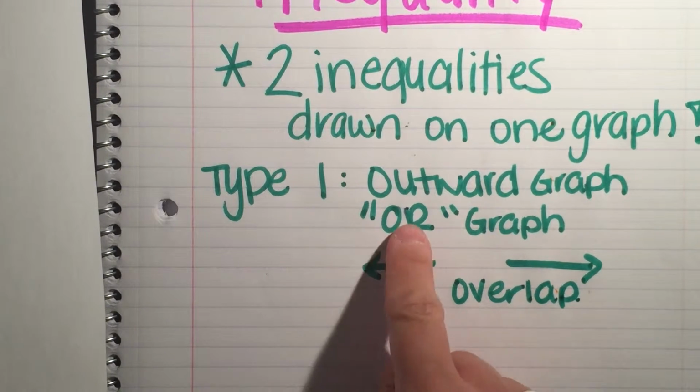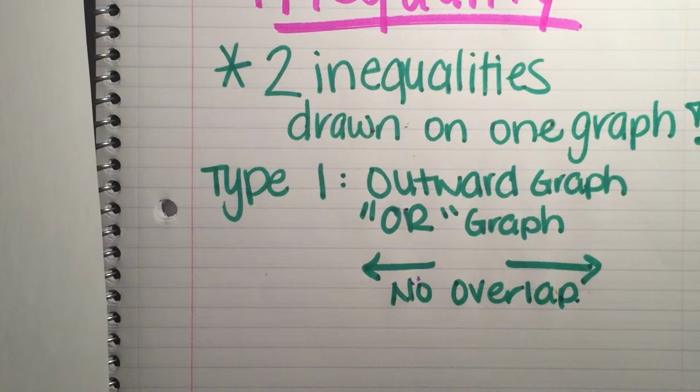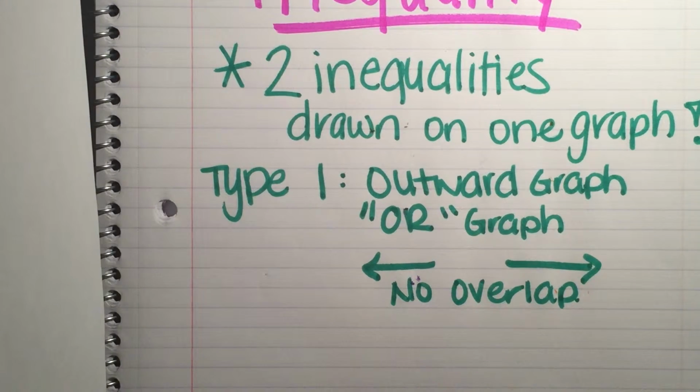When you hear the word OR, it always means that you can either have one Oreo or you can have a piece of cheesecake, but you cannot have both. So we are not going to have any overlap.